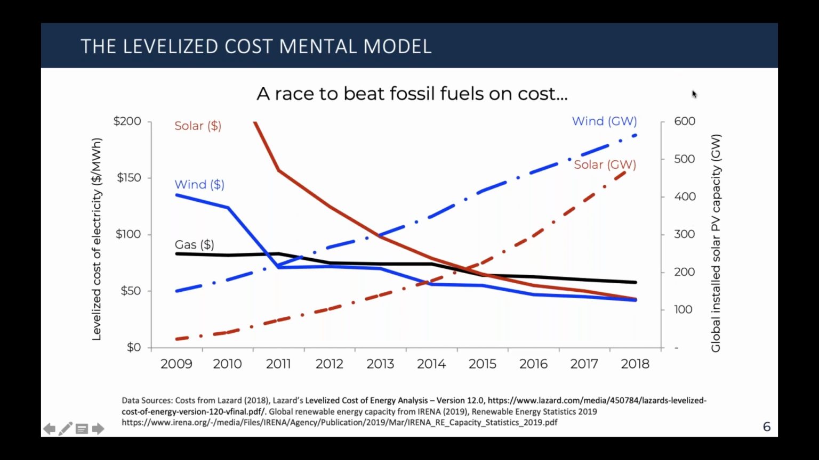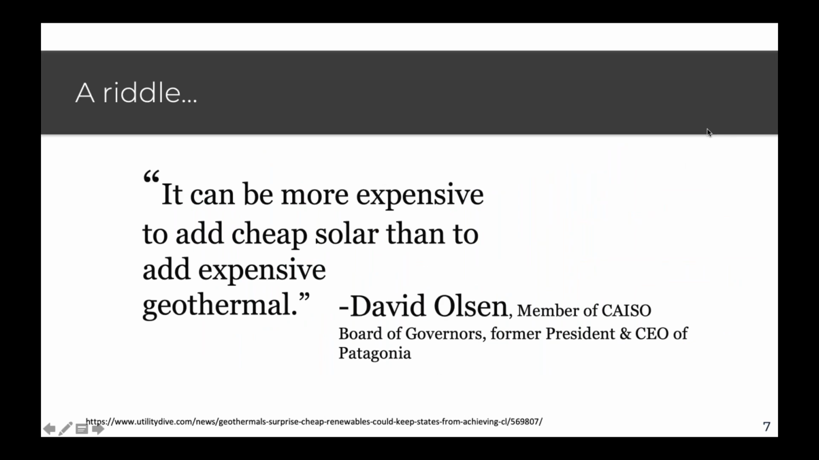Unfortunately, this is an incomplete comparison, as I'll explain in a moment. And it leads to an interesting riddle, which was recently posed by David Olson, one of the members of the CAISO Board of Governors, who commented in a recent article in Utility Dive that, counterintuitively, it can be more expensive to add cheap solar to the grid than to add expensive geothermal, which maybe should be thought of as sort of an ancient koan or riddle.